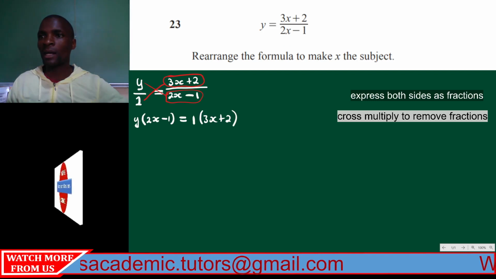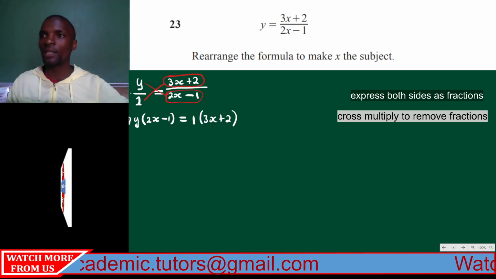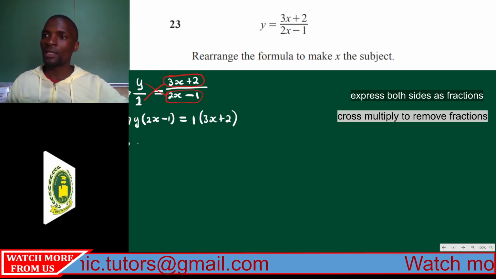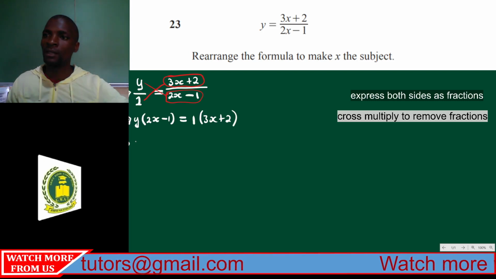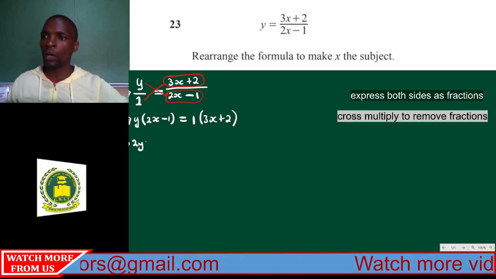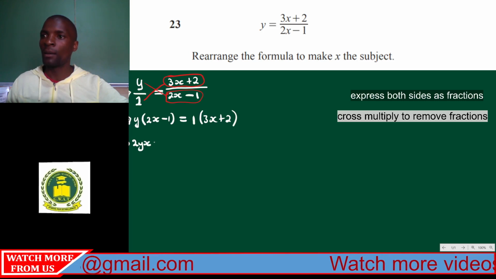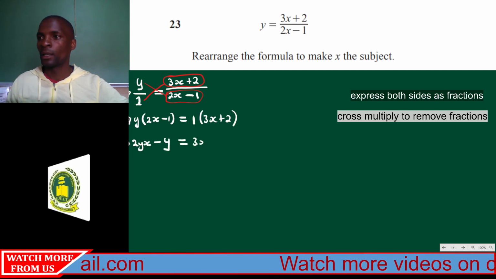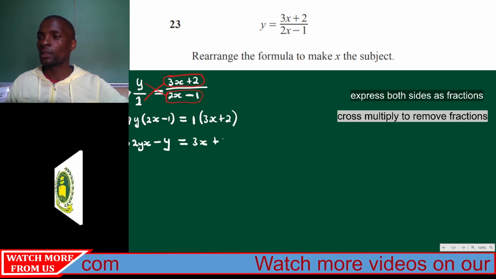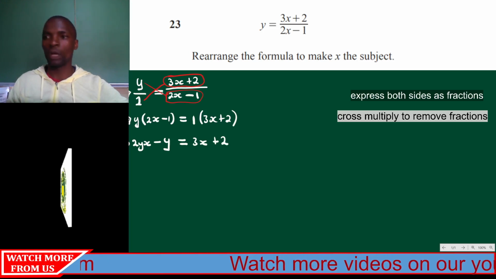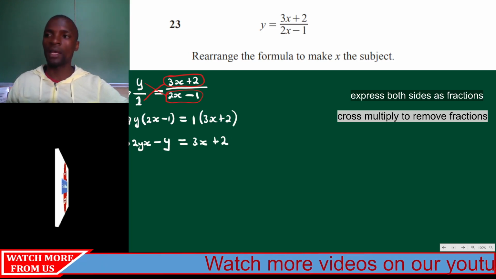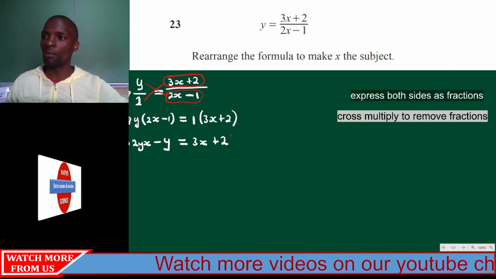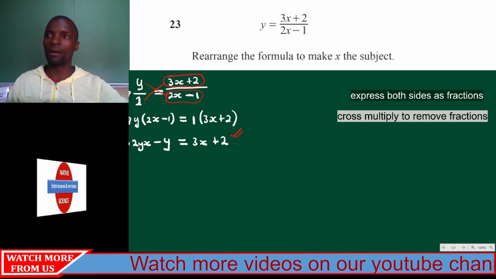Before we go any further, we need to expand these brackets so that they are in simplest form. How do we expand them? y multiplies the inside part, meaning we will have 2xy minus y equals 3x plus 2. This is well multiplied. So when you are here, we can say that you have now finally done cross multiplication, and it is well done. Perfect.